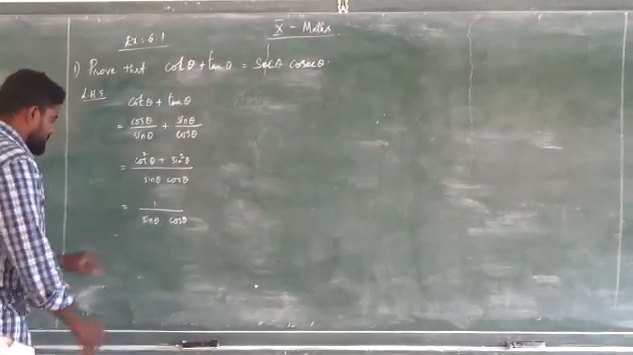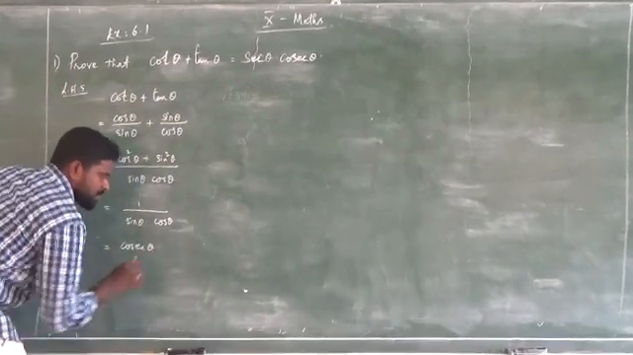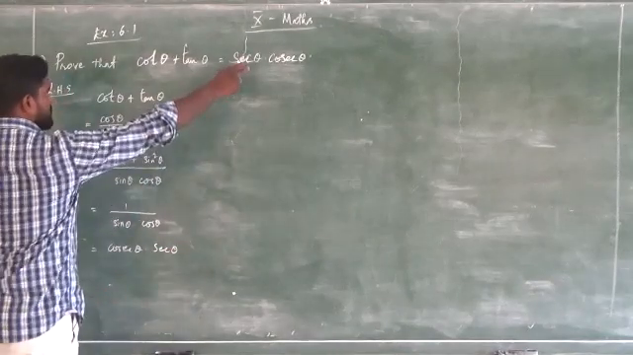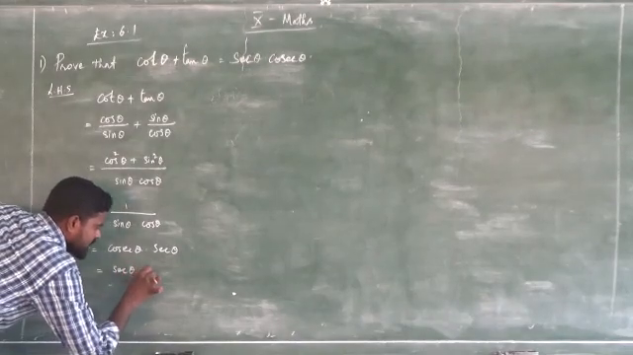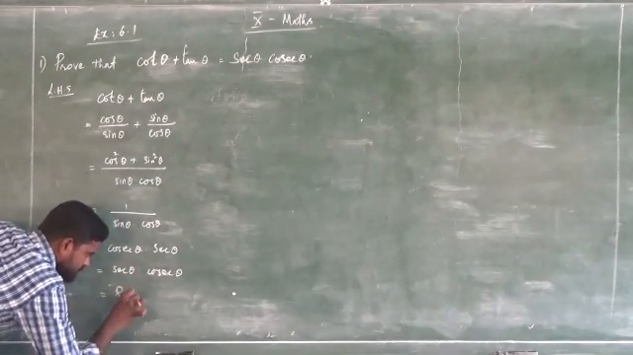So reciprocal of sin theta is cosecant theta. Reciprocal of cos theta is secant theta. So that is your RHS. RHS is secant theta into cosecant theta.